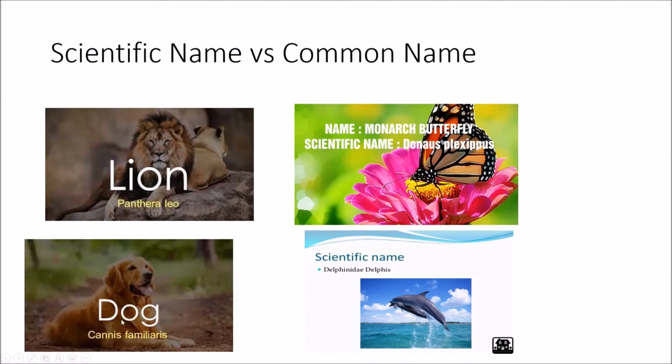Same thing with a dog. That's the common name. And here's the scientific name. Dolphin, same thing. The common name is dolphin, but here's the scientific name. Because you may have different varieties of a dolphin. But if you want to refer specifically to one type of dolphin, you're going to have to use the scientific name to distinguish them from one another. And here's the scientific name of a butterfly.